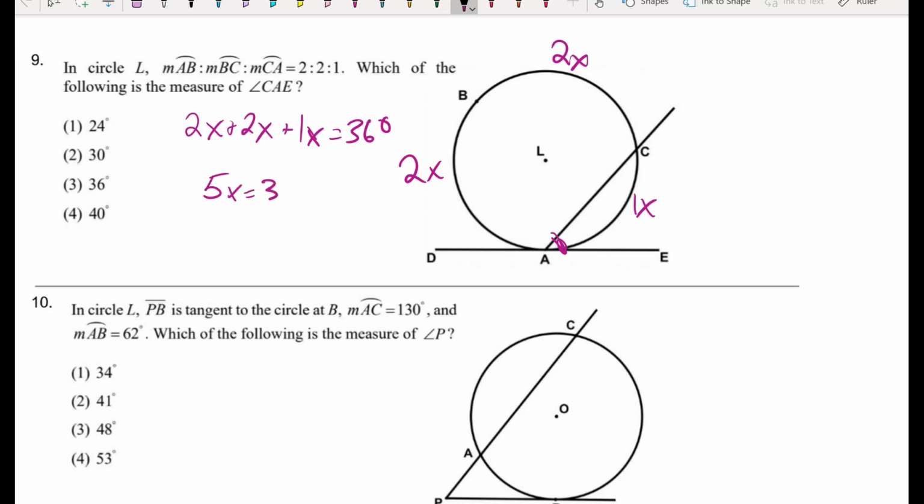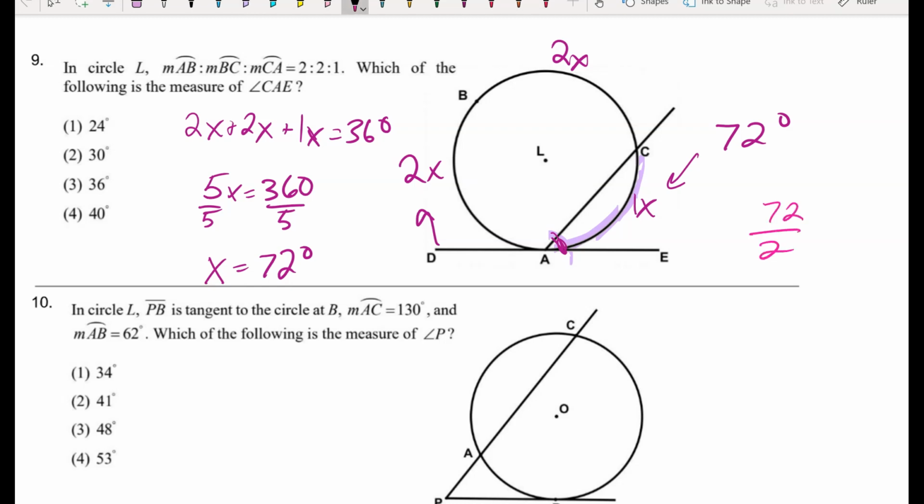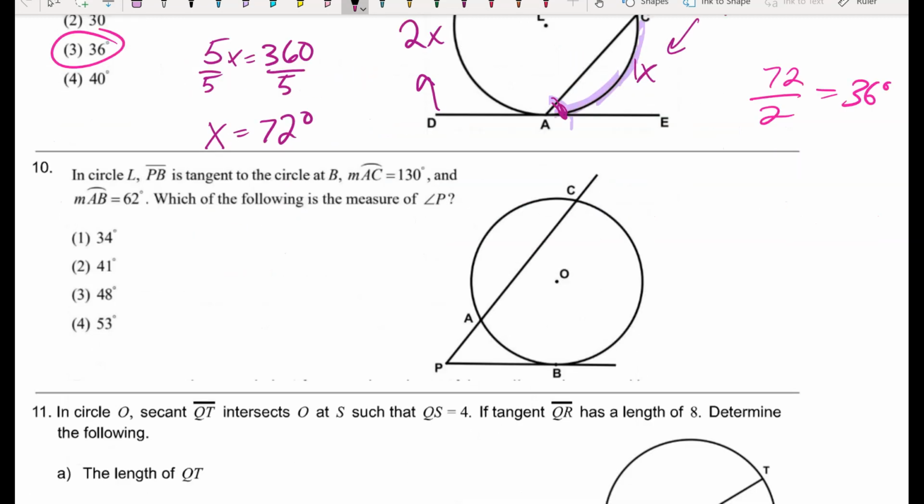So if I solve that equation, 5x equals 360, divide out the 5, I find that x is equal to 72 degrees, which means that this arc is 72 degrees, BC would be 2 times 72, and BA would be 2 times 72, but I really only care about arc AC here. Remember, for a tangent and a chord, that's going to be half the arc it intercepts. So if I take 72 divided by 2, that angle down there is 36 degrees.